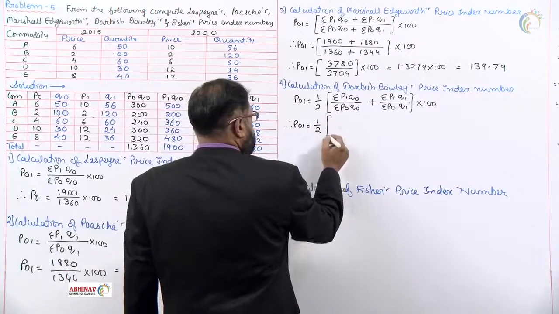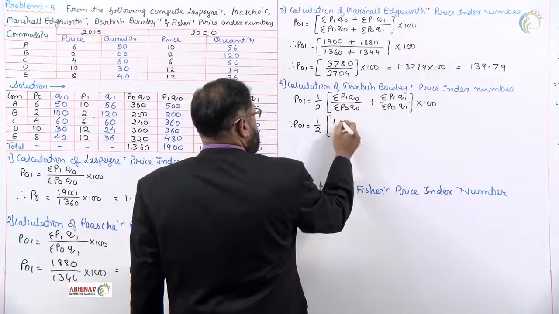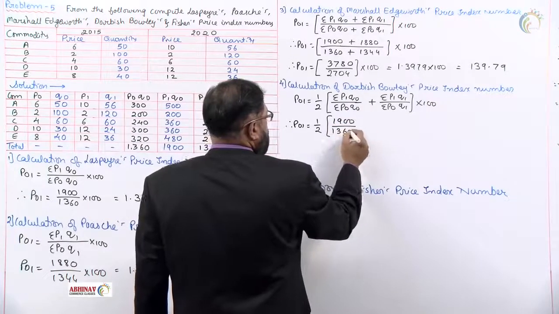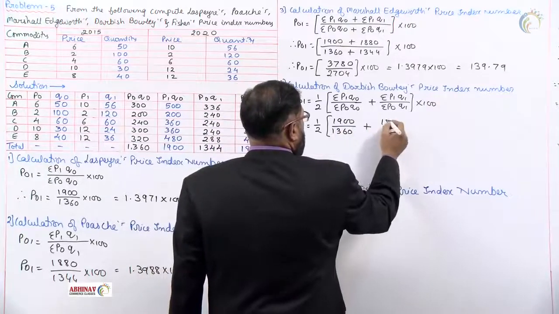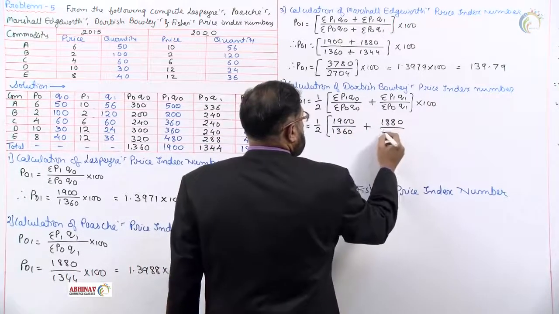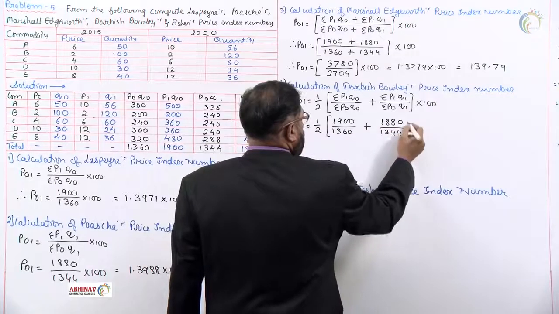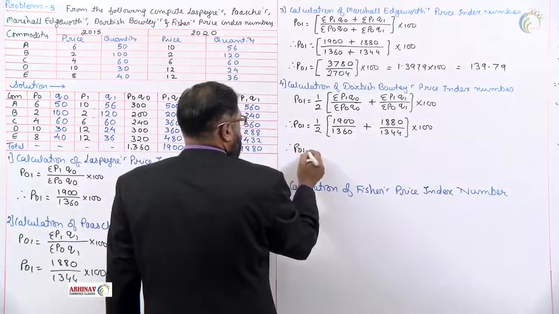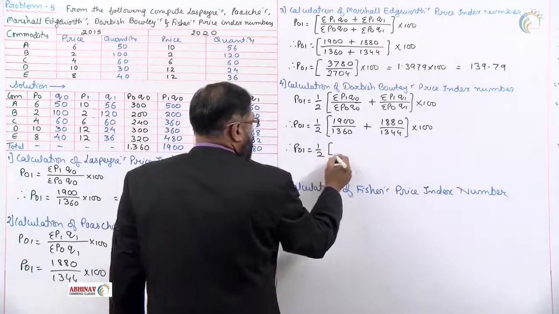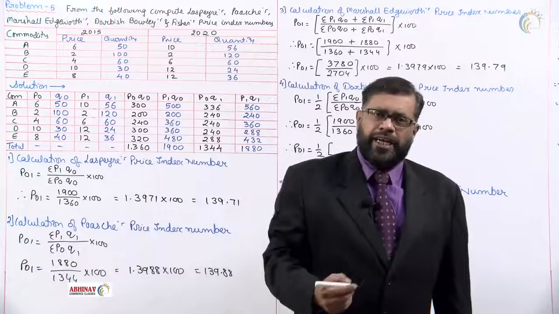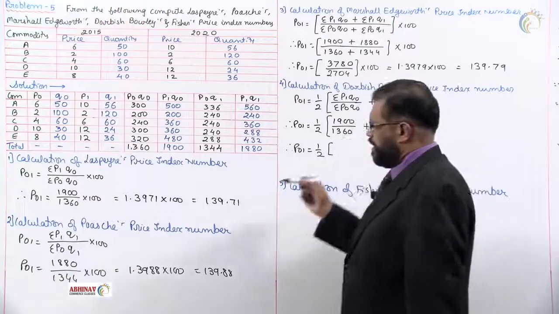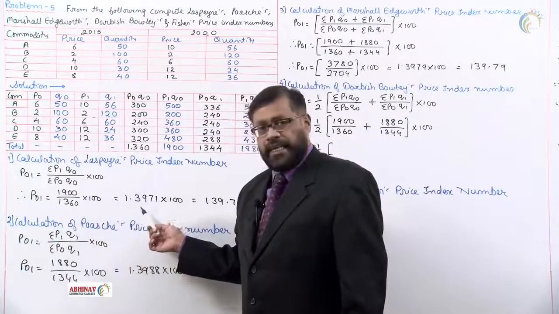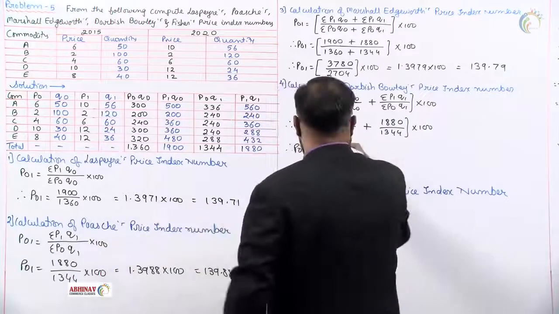Half of P1Q0 1900, P0Q0 1360 plus 1880, this divided by 1344, into 100. Therefore, P01 is equal to half of, again don't waste time using the calculator and dividing it. This division we have already done, see. Already we have done. Before multiplying by 100, this is the answer. We'll take it.